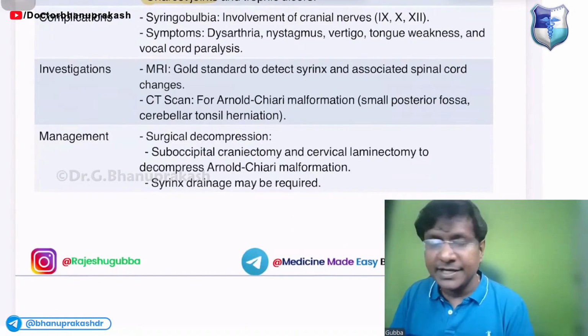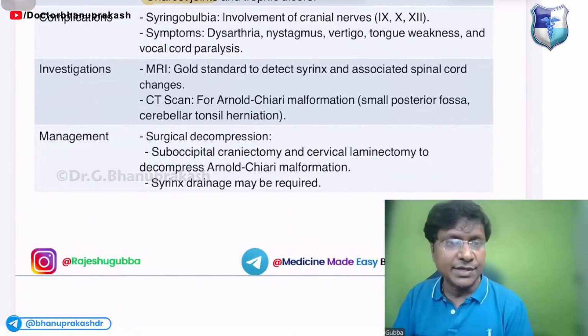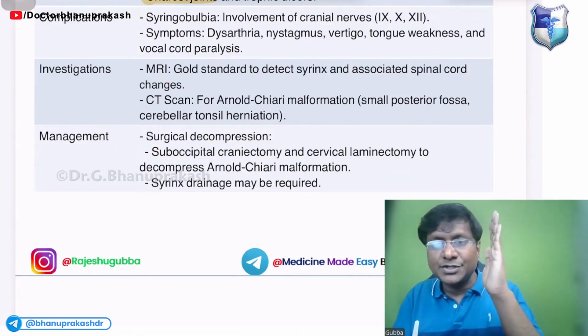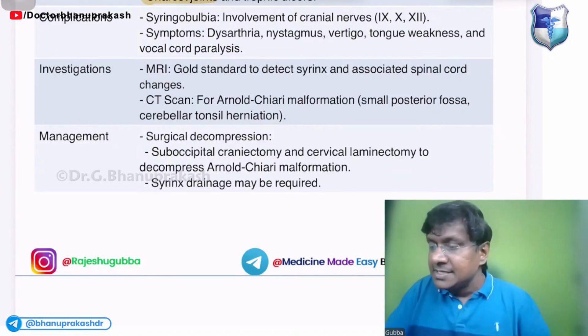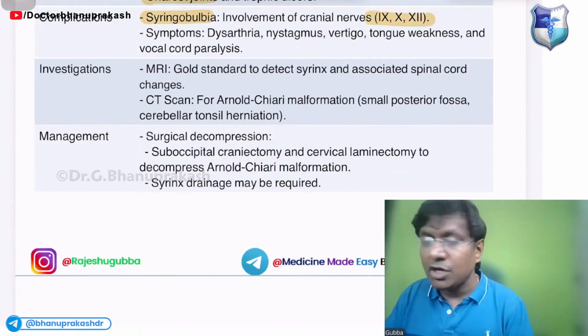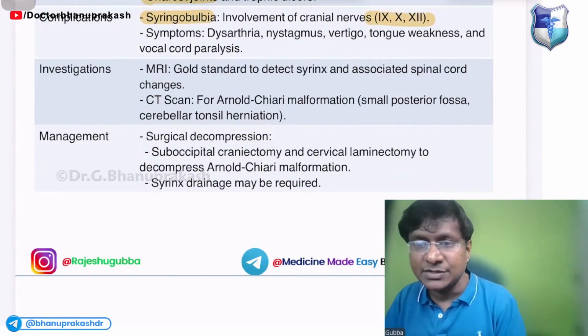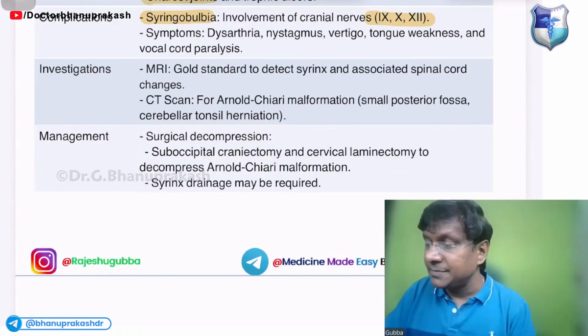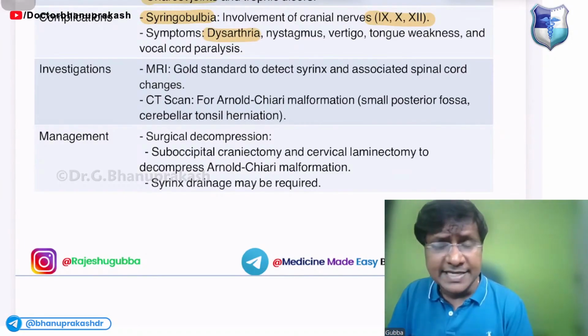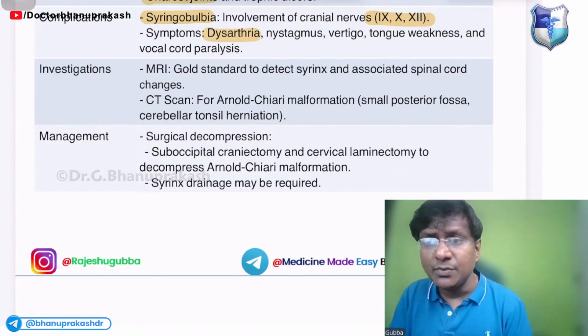And what are the complications that you commonly come across in syringomyelia? If this cavity extends upwards from the cervical region into the brainstem, that will result in syringobulbia, where you have the involvement of cranial nerves 9, 10, and 12. Due to which the presentation will be in the form of difficulty in articulation of speech because your 9th and 10th is gone. Nystagmus will be there, vertigo, tongue weakness due to the involvement of the 12th cranial nerve.